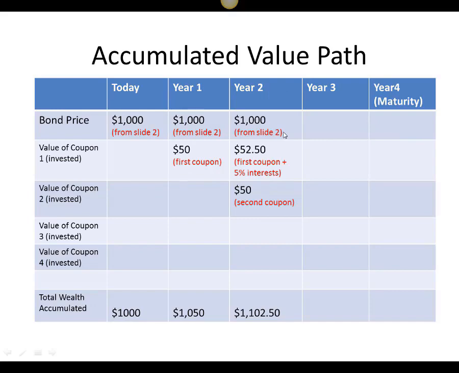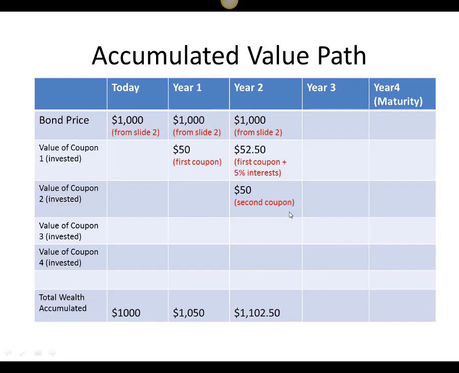Okay, so 1 year goes by, so now we're at year 2. Again, from slide 2, the price of the bond is still $1,000. You have invested the coupon that you got in year 1 at 5%. That was the market interest rate. And so it's grown in value to $52.50. That's just simply $50 plus 5%.